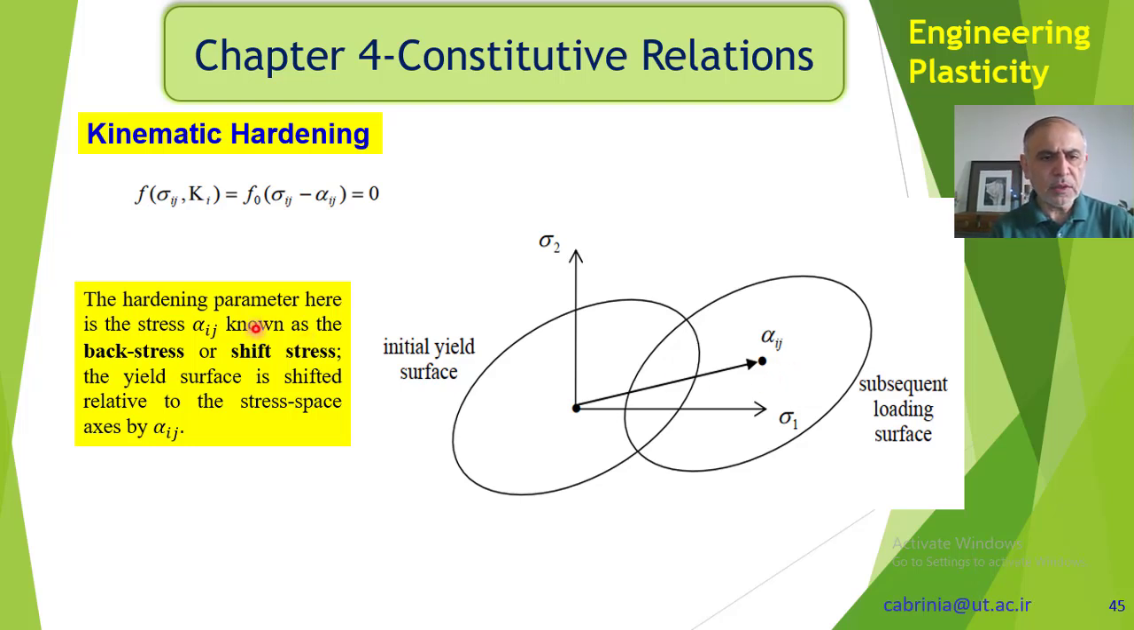Okay, so the hardening parameter here is alpha ij, known as the back stress or shift stress, because it has shifted the yield surface by that amount. Okay, the direction and amount is important. So the yield surface is shifted relative to the stress space axis by alpha ij. We call this kinematic hardening, and it can be used where we have loadings so that the Bauschinger effect is important. We want to take it into account, so we use the kinematic hardening rule.